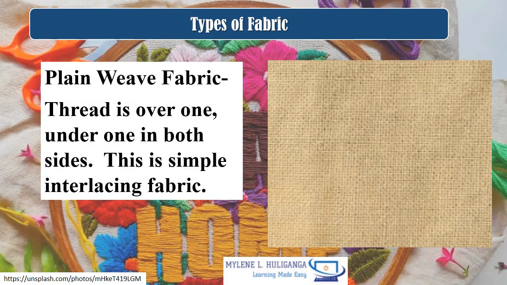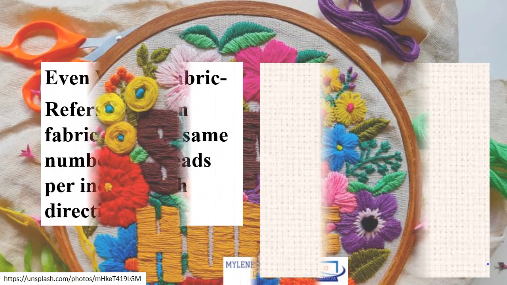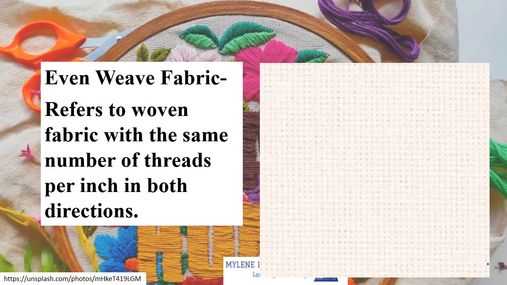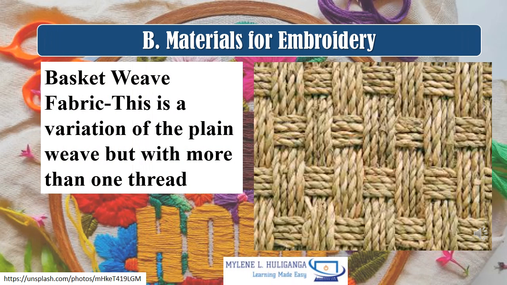Plain weave fabric. The thread is over 1 under 1 in both sides. This is simple interlacing fabric. Even weave fabric. It refers to woven fabric with the same number of threads per inch in both directions. Basket weave fabric. This is a variation of the plain weave but with more than one thread.